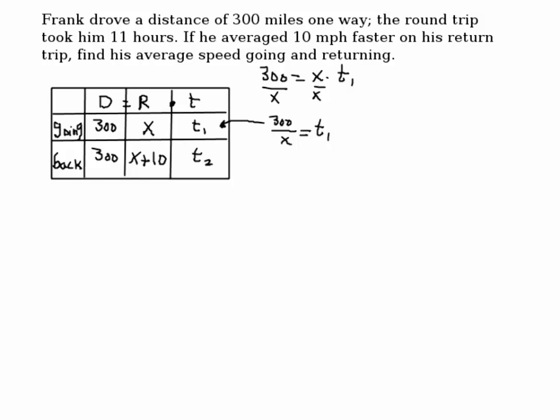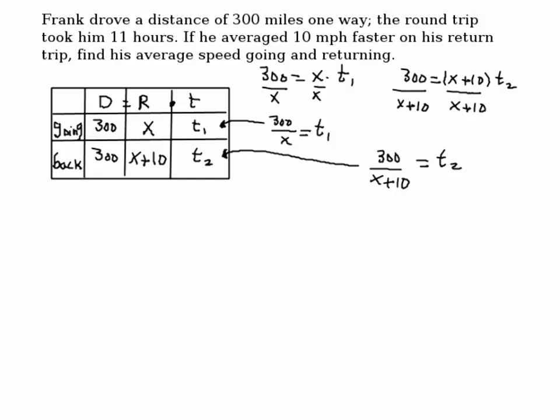Similarly, 300 is equal to x plus 10 times the second time, t2. So if I want to solve for t2, what do I do? Divide both sides by x plus 10. So t2 would be equal to 300 over x plus 10. And that would be the time that we record here.